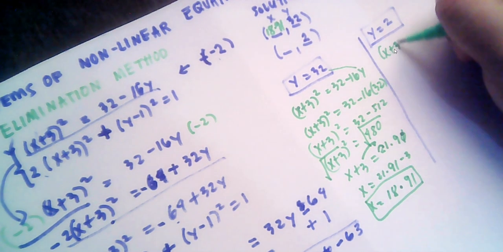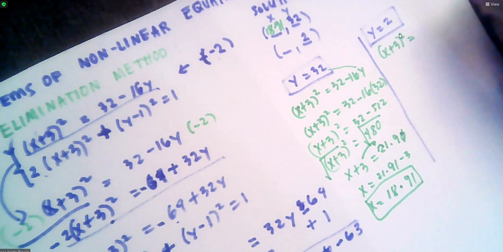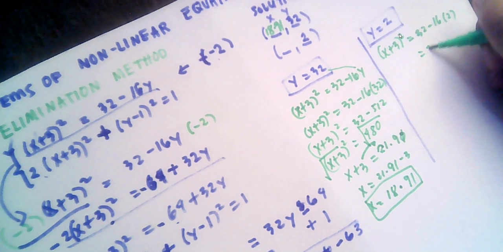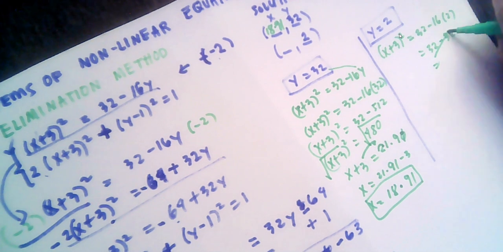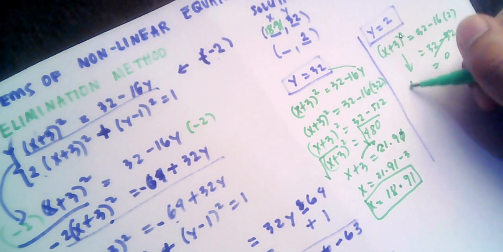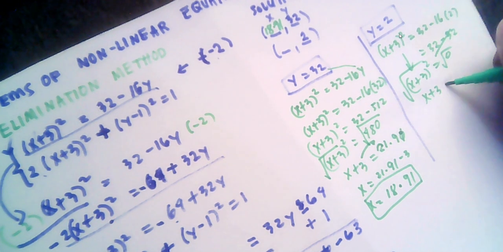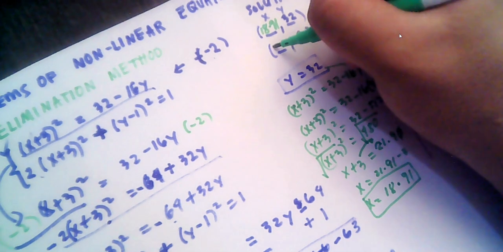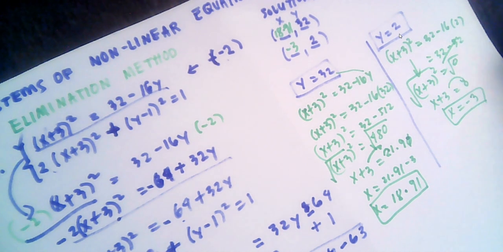That is x plus 3 squared is equal to, did I continue this? Okay. X plus 3 squared equals 32 minus 16 times 2, 32. So you have negative 16 times 2, that is negative 32, that is 0. I bring this down, x plus 3 squared, square this off, x plus 3 equals 0, transpose negative 3, that is negative 3. So we have these values in here.